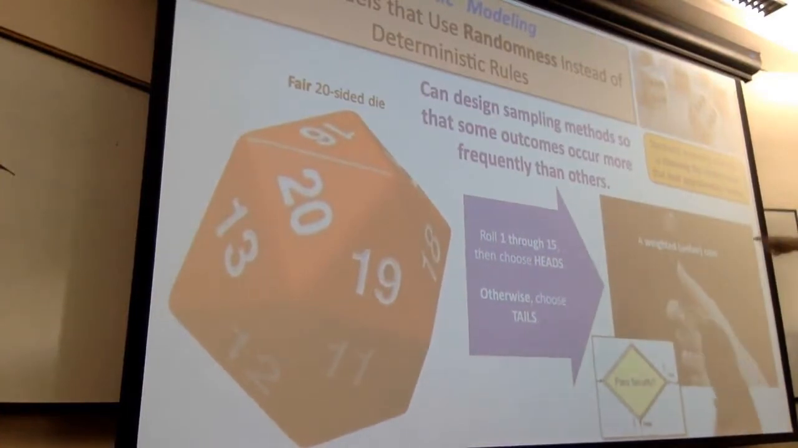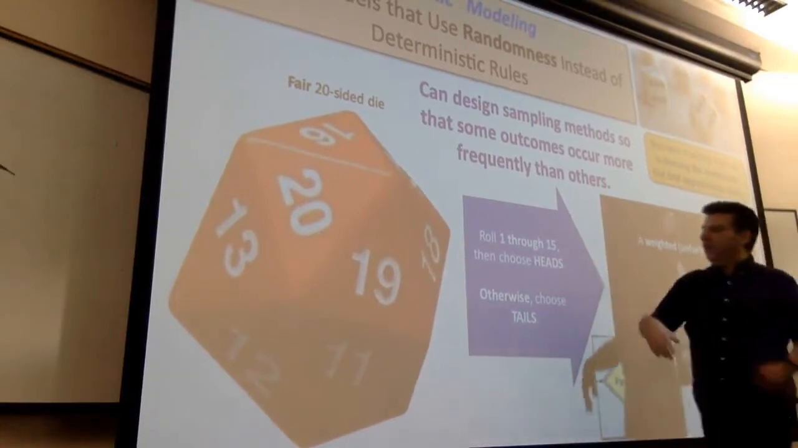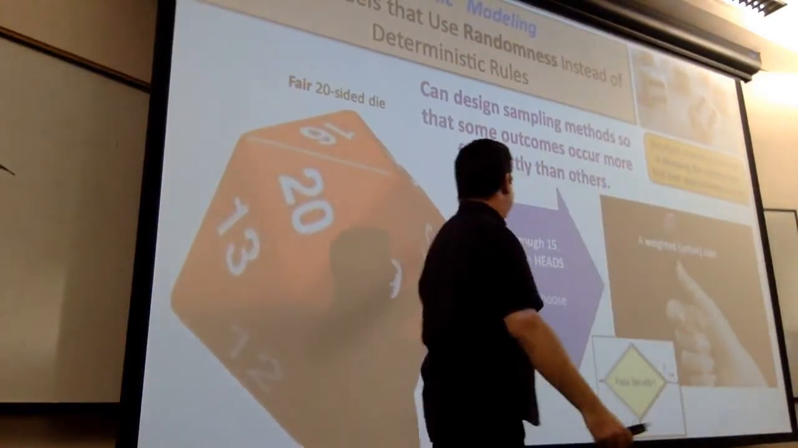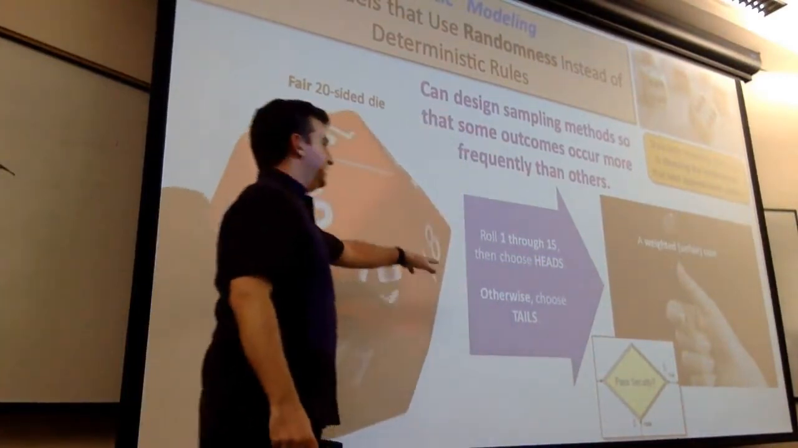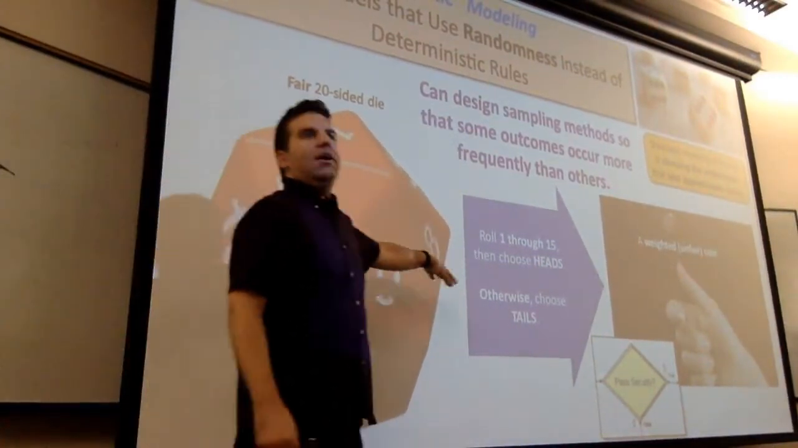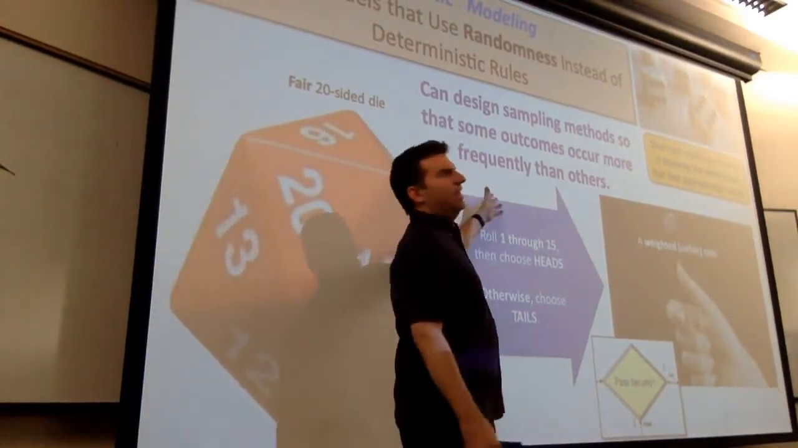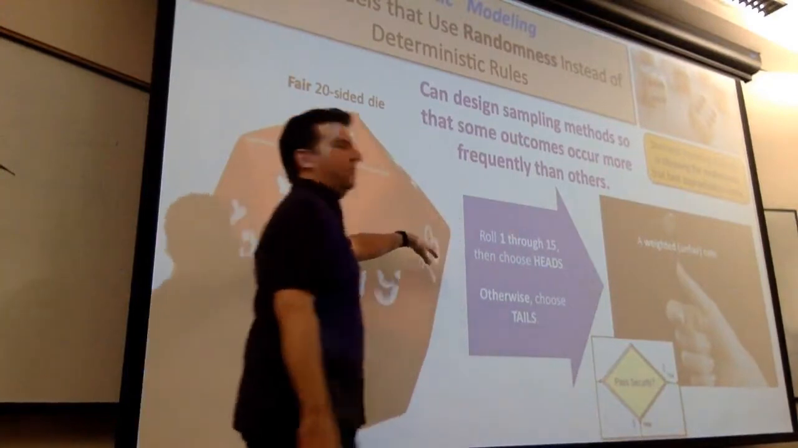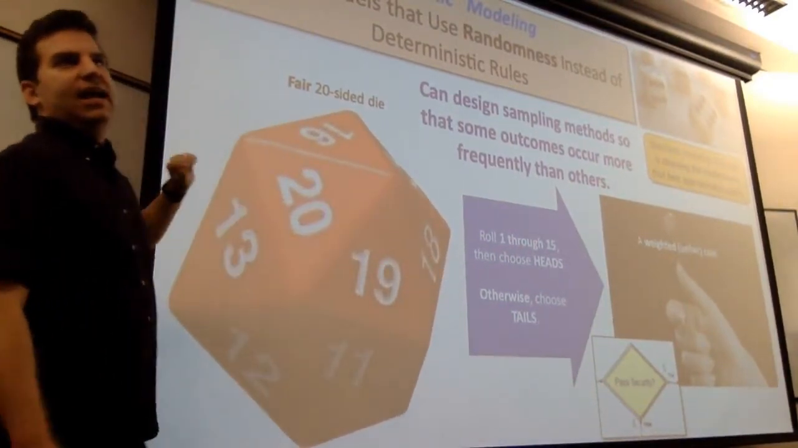The alternative, if I have heads or tails, like in the past security case, I could say, well, if you roll 1 through 15, choose heads, they get through. But the other 5, 16 through 20, are the ones that fail. So this is a way for me to simulate a 75 or 80% probability of getting through just by using this fair die.